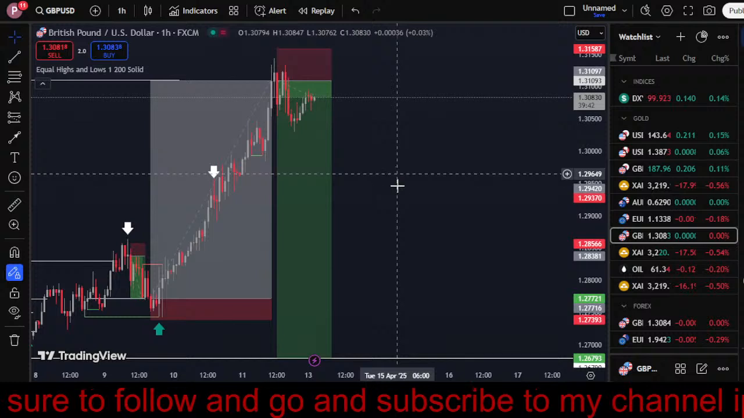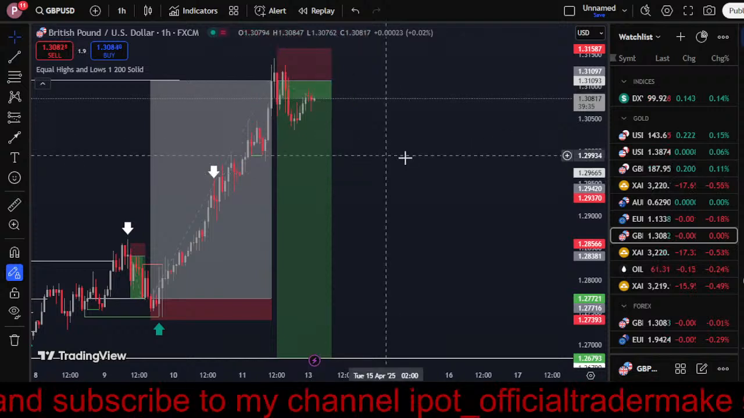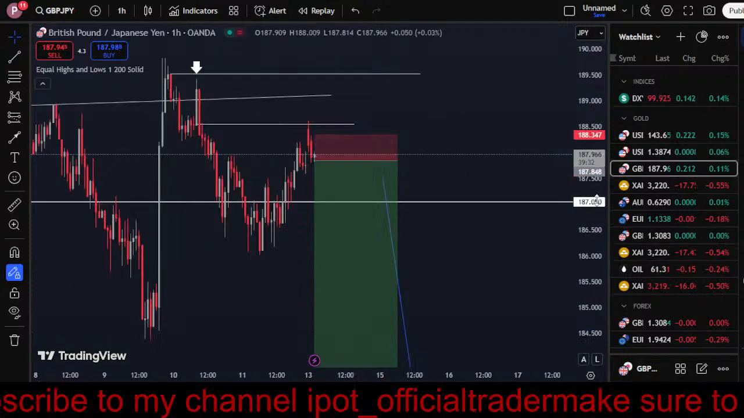You focus on GBPJPY at the moment. Even if it leaves us, that's okay. According to me, it's cool. I'd rather just focus on one trade. If it doesn't go my way, then I know it was worth it, right? So currently we're just going to be focusing on GBPJPY.